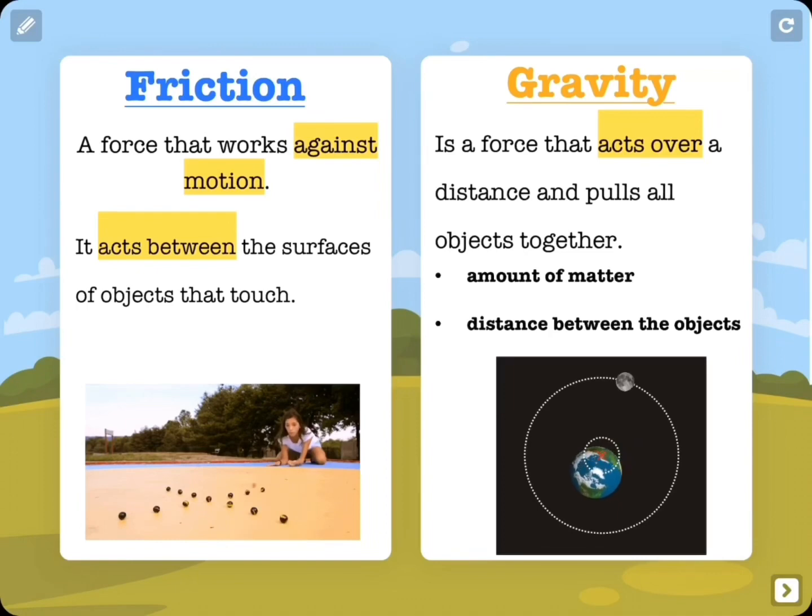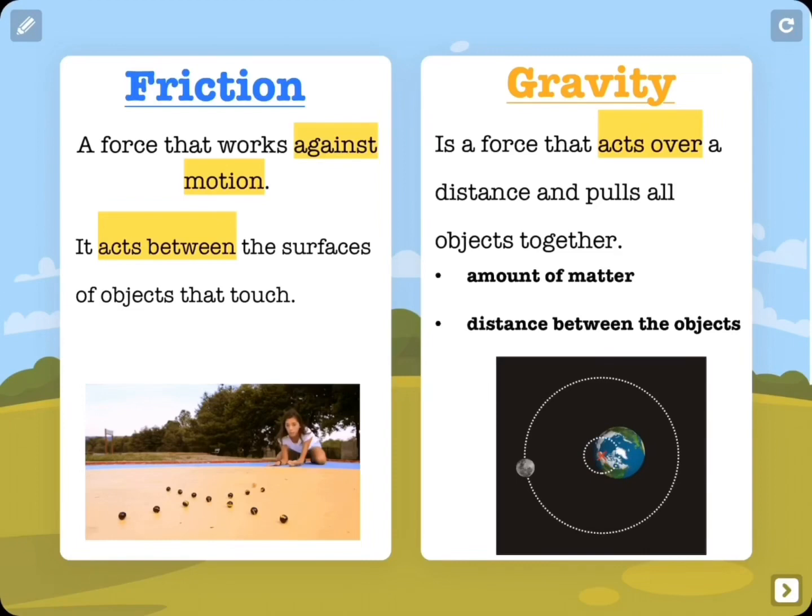A force is acting on you right now. This force acts on you and me all the time. Do you know the name of this force? Correct. It is gravity. Gravity is a force that acts over a distance and pulls all objects together. The pull of gravity will depend on two things. Number one is the amount of matter of the object, and number two is the distance between the objects.